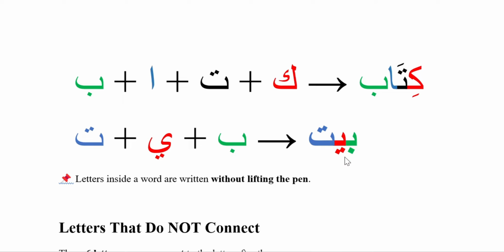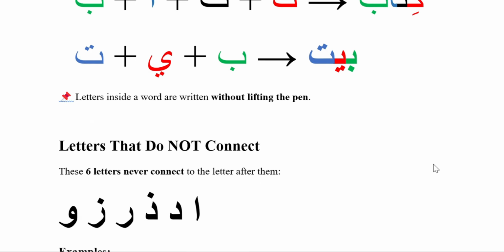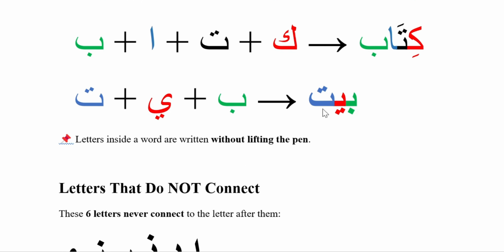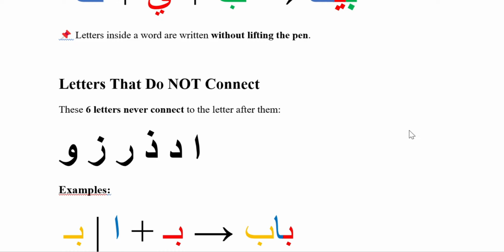We have another example here. Beit. Beit means a house. As you see here, the letter ba, the letter ya, and the letter ta. Beit. They are connected to each other, and you can notice that the form of the letter changed. As you see here, it's not the same. The change depends on the position of the letter.